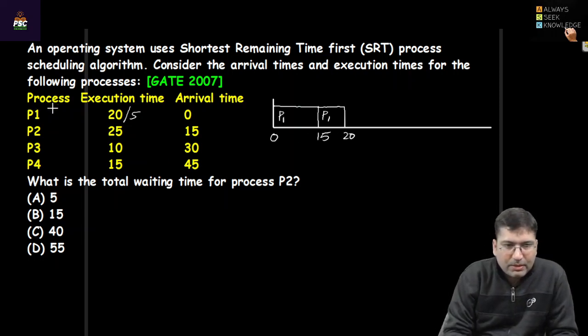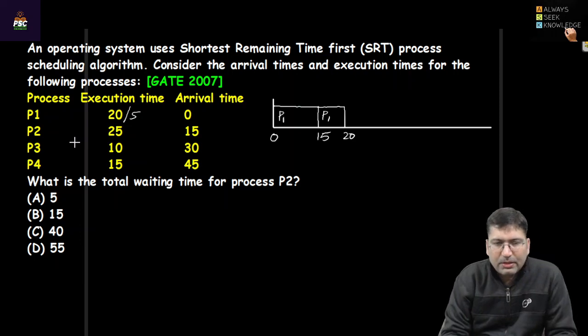Now P1 is done with its execution. It is finished, right? Now no other new process has arrived. In the ready queue only P2 is there, so P2 will be scheduled here. Now P2 will execute till 30 because no other process is there to interrupt. So from 20 till 30, let's say P2 is executing.